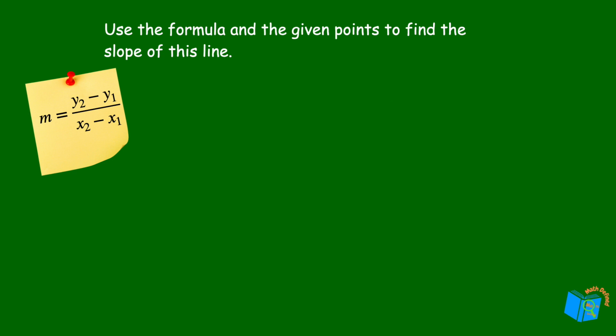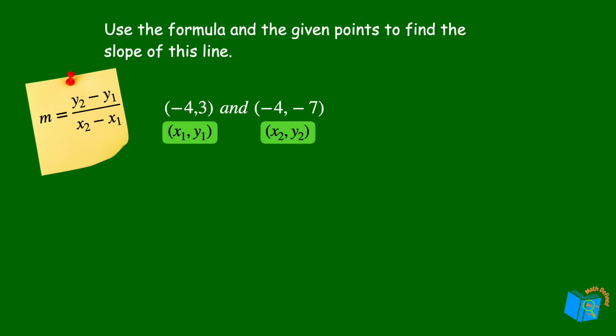Let's try another set of points. Negative 4, positive 3, and negative 4, negative 7. Pause the video once more, and I'll see you when you are done. Okay, I wrote a little reminder again to distinguish point 1 from point 2. Then substituting in the y-coordinate values, we have negative 7 minus 3, which is negative 10. And for the x-coordinates, we have negative 4 minus negative 4, which is 0.